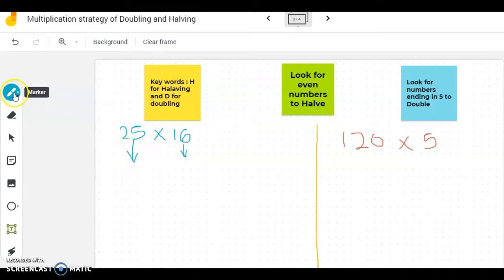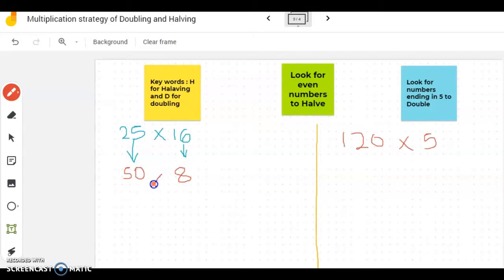So what does it say? It tells me look for numbers ending in 5 to double. So if I double 25, it's going to be 50. So 50. Then look for even numbers to halve. If I halve 16, means 16 divided by 2 is going to be 8.